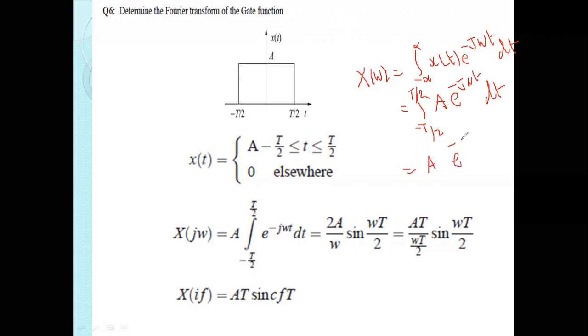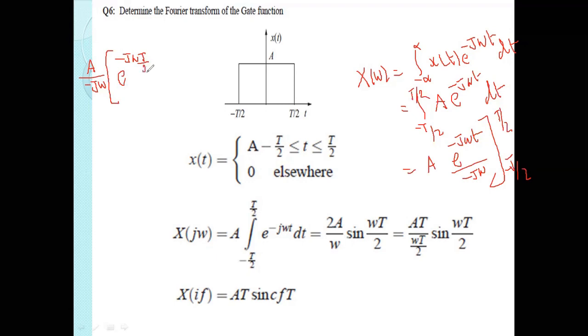Here the integral is with respect to t, A is a constant outside, and the integral of e power minus j omega t is e power minus j omega t divided by minus j omega, with upper limit T by 2 and lower limit minus T by 2. So we get A by minus j omega, and substituting the upper limit, e power minus j omega T by 2, minus e power minus j omega times minus T by 2.